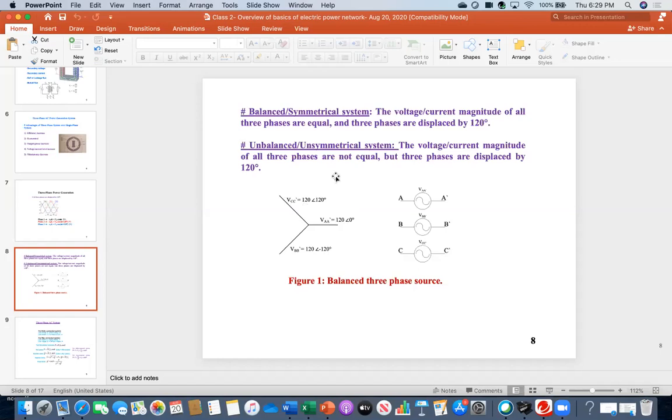But now see the definition of unbalanced. Voltage or current magnitudes of all are not equal, but the three phases are displaced by 120 degrees. Now come back to this example.